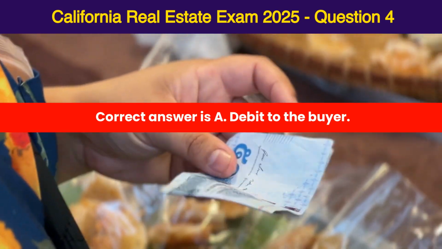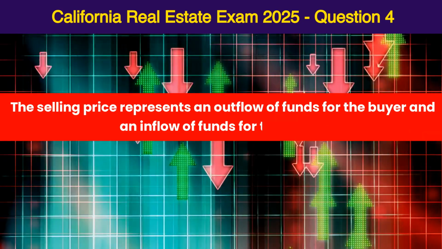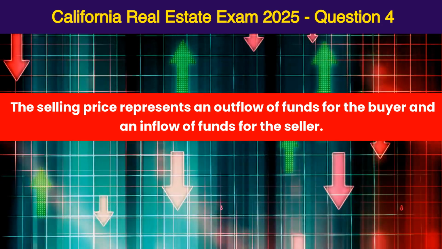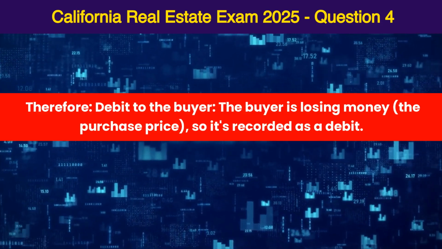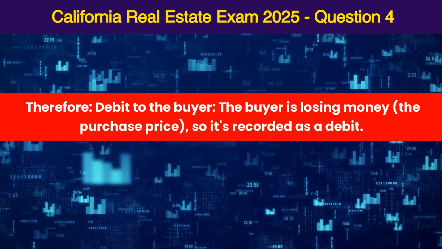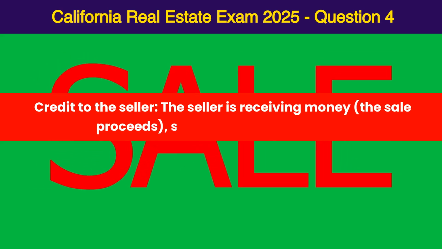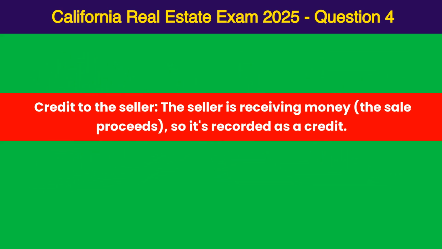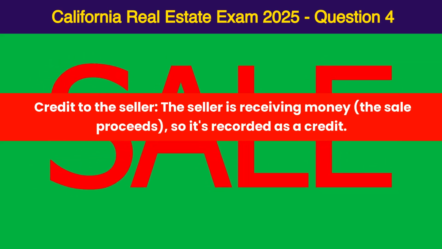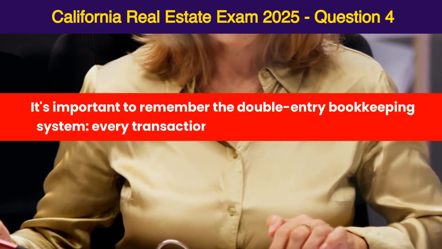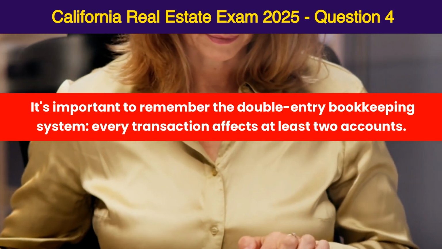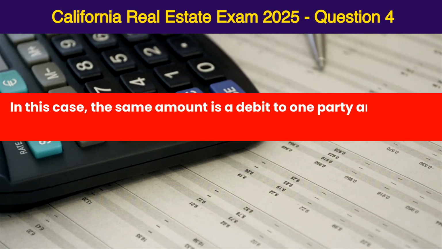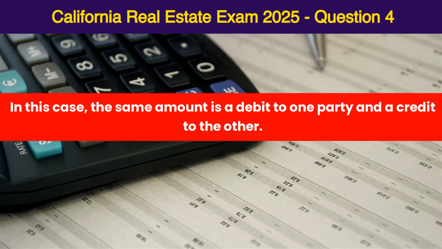Debit to the buyer. The selling price represents an outflow of funds for the buyer and an inflow of funds for the seller. Therefore, debit to the buyer. The buyer is losing money, the purchase price, so it's recorded as a debit. Credit to the seller. The seller is receiving money, the sale proceeds, so it's recorded as a credit. It's important to remember the double-entry bookkeeping system. Every transaction affects at least two accounts. In this case, the same amount is a debit to one party and a credit to the other.